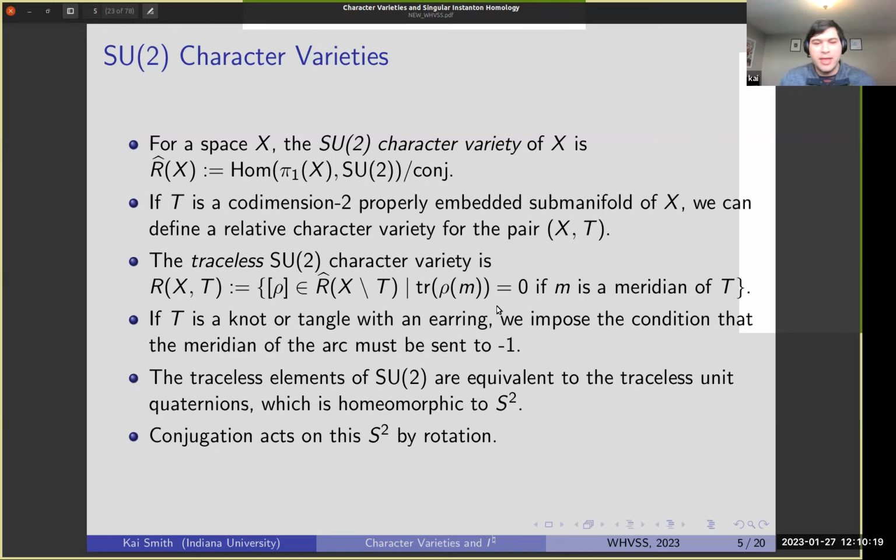And I'll just say that the way I like to think about SU2 is through the identification with the unit quaternions. And so the traceless elements of SU2 are equivalent to the traceless unit quaternions, which are homeomorphic to the two-sphere. And when we talk about this conjugation by SU2, that acts on this two-sphere by rotation, and any rotation is possible by some conjugation.